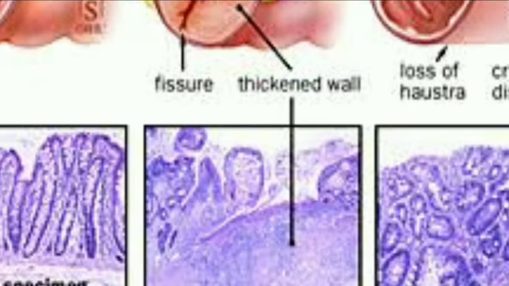Barium follow-through shows any filling defect, anatomical deformity. It is done particularly when small bowel involvement is suspected and colonoscopy is inconclusive. Capsule endoscopy or enteroscopy to visualize the small gut, and contrast-enhanced CT scan of the abdomen to visualize the internal structure and any obvious anatomical deviation.